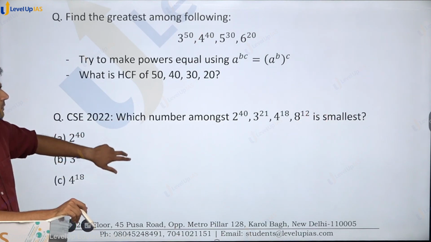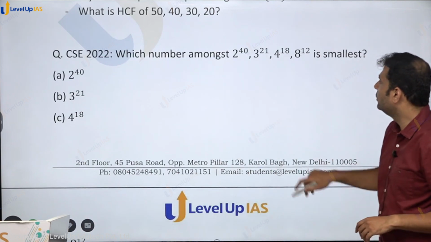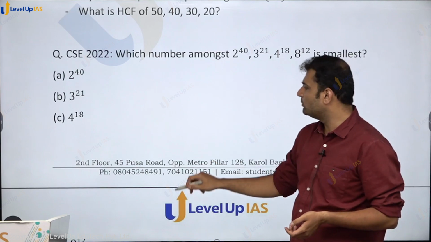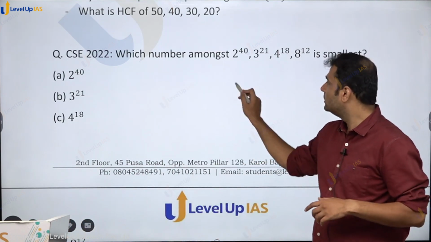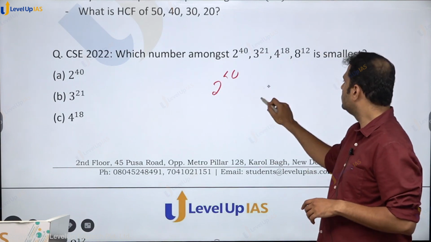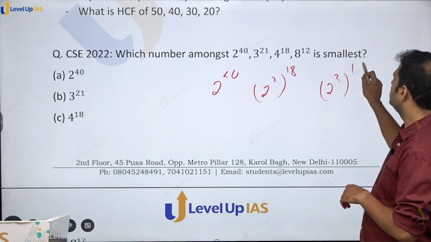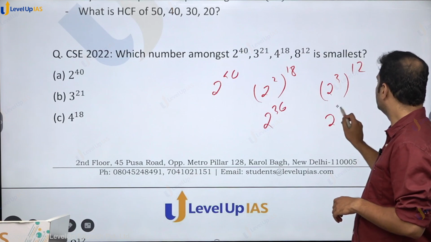This was the PYQ. Which of the following is smallest? If you look at it, this is a power of 2, here 4, here 8. Firstly, we can compare them only. We can convert this 4 and 8 into base 2. This is 2 raised to 40. This is 2 square raised to 18. And this is 2 cube raised to 12. Here we have 2 raised to 36, 2 raised to 36.